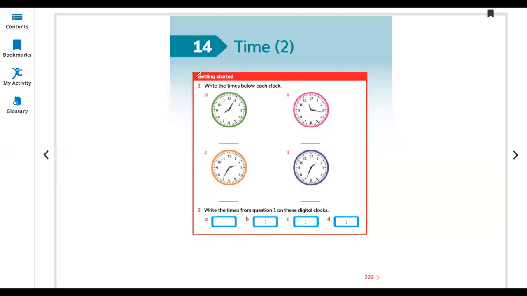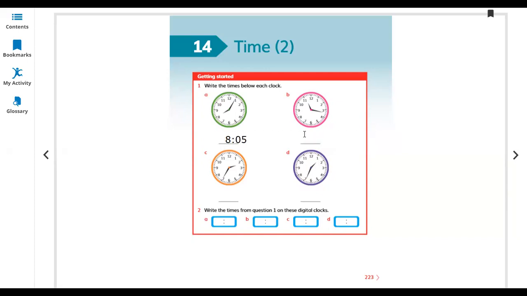Unit 14, page number 223, lesson 14.1 from Primary Math Learner Book. Write the time below each clock. This is the hour hand and this is the minute hand. The hour hand is on 8, so it is 8 o'clock, and for the minute hand we multiply by 5. It's on 1, so this is 5 minutes.